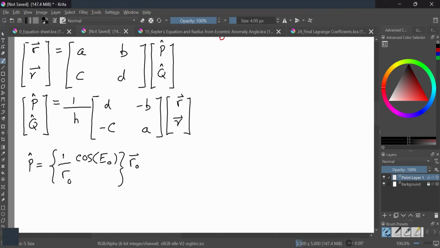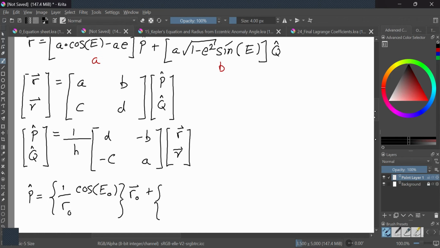Scaled by the r naught vector, plus, now this is minus b. I'm going to put the minus sign inside. So it becomes minus a times the square root of 1 minus e squared by h times the sine of e naught, scaled by the v naught vector.